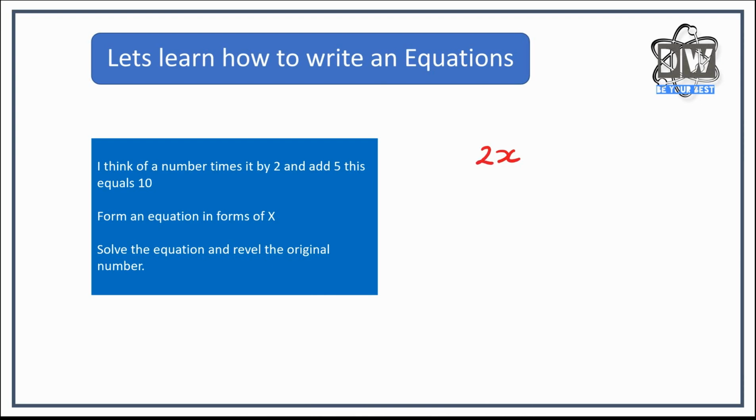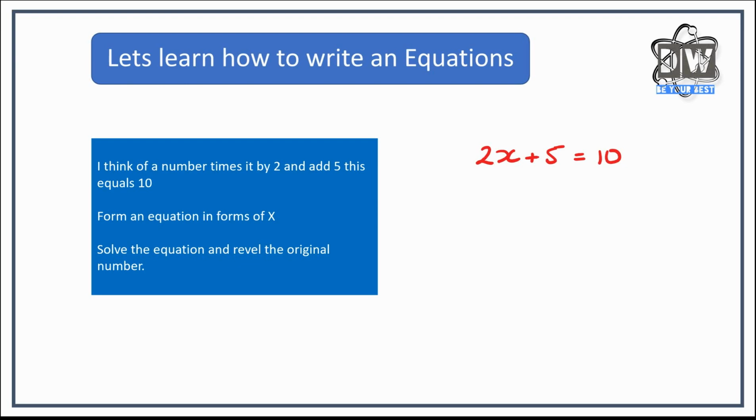I'm going to times that number by 2, so I've got 2x. I then add 5, and this equals 10. Pretty simple there, I think. So hopefully now, all you're going to do is make x the subject. I'd like you to give it a go without any further help from me, and then come back and see if you're right.